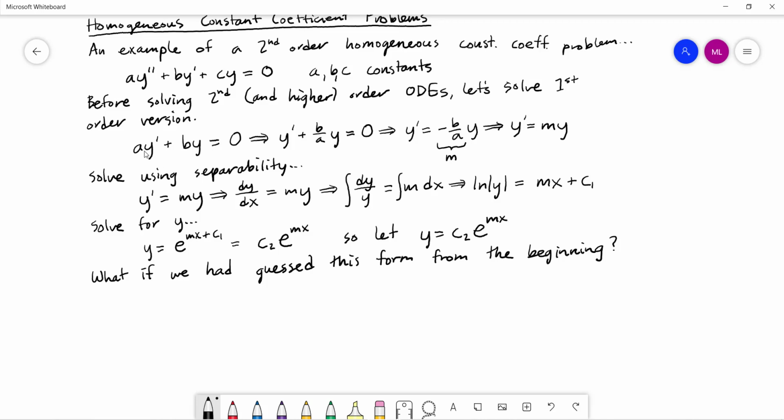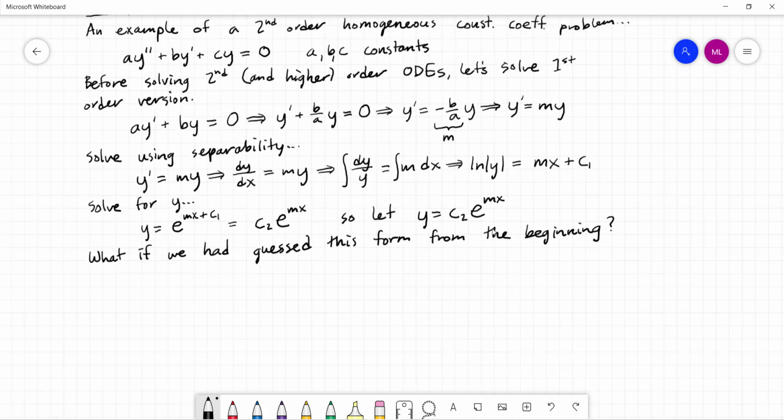Which kind of makes sense here, right? When we get it into this particular form, we're looking for a function where the derivative of that function is equal to the original function, just multiplied by some constant. And yeah, exponentials make sense. So that's kind of the idea. So what if we had just guessed this from the beginning?